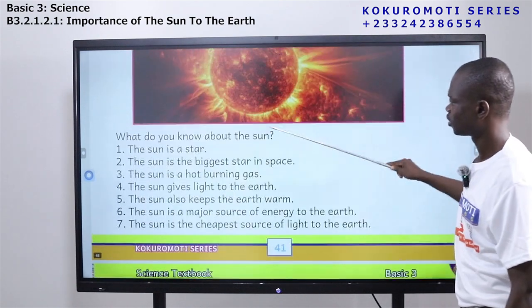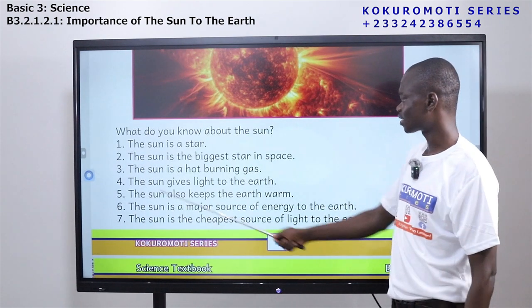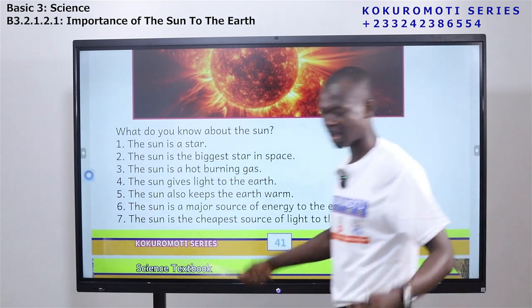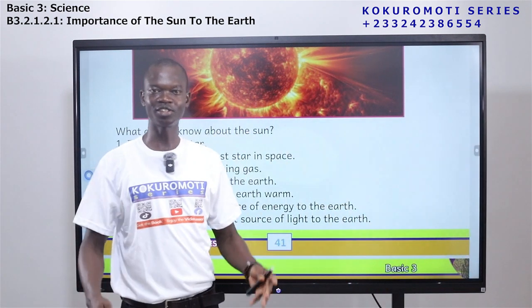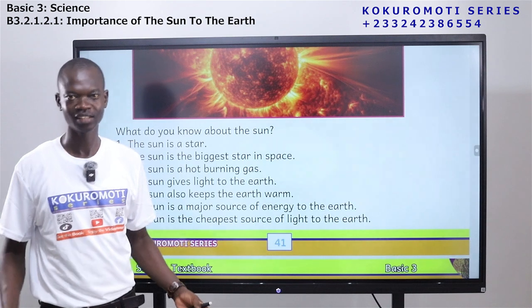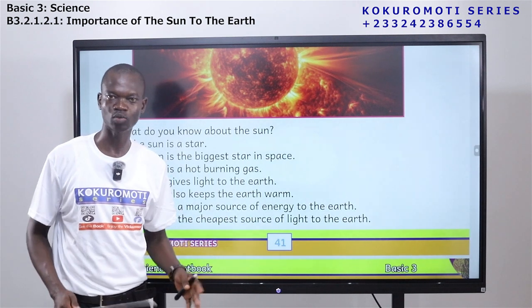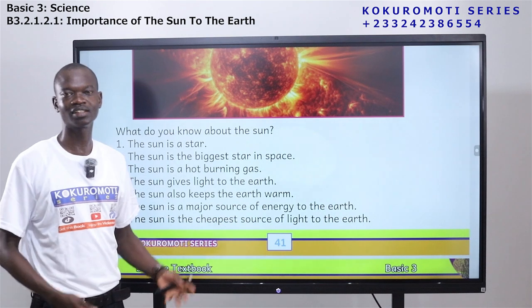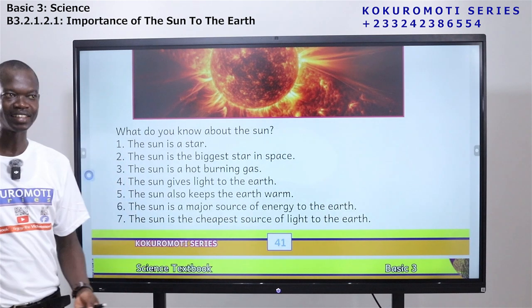Okay. The next one is that the sun gives light to the earth. As we are here, we can see during the day because of the sun. The sun gives the earth what? Light. We are living on earth, so we use the light from the sun.